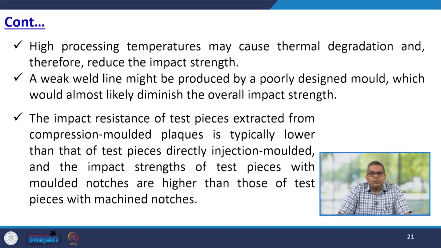A weak weld line might be produced by a poorly designed mold, which would almost certainly diminish the overall impact strength. The impact strength or impact resistance of a test piece extracted from a compression molded plate is typically lower than that of a test piece directly injection molded, and the impact strength of test pieces with molded notches is higher than that of test pieces with machined notches.